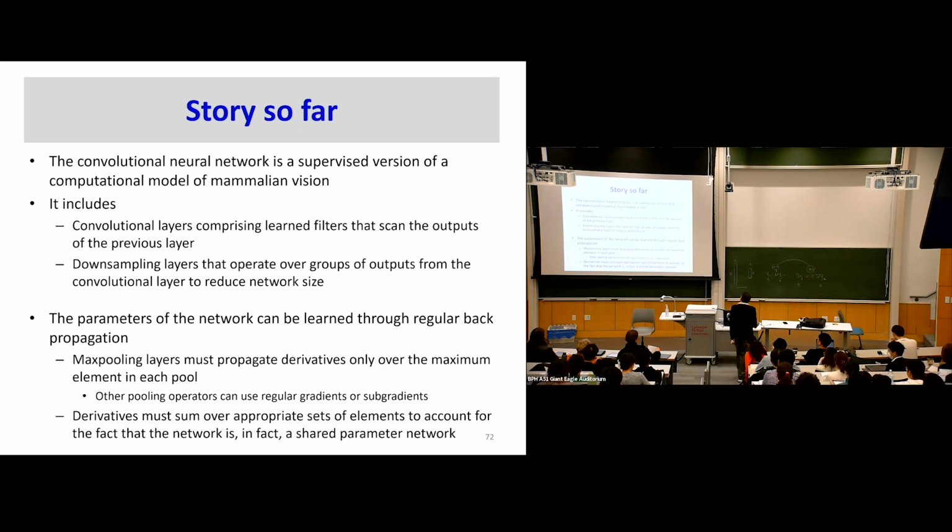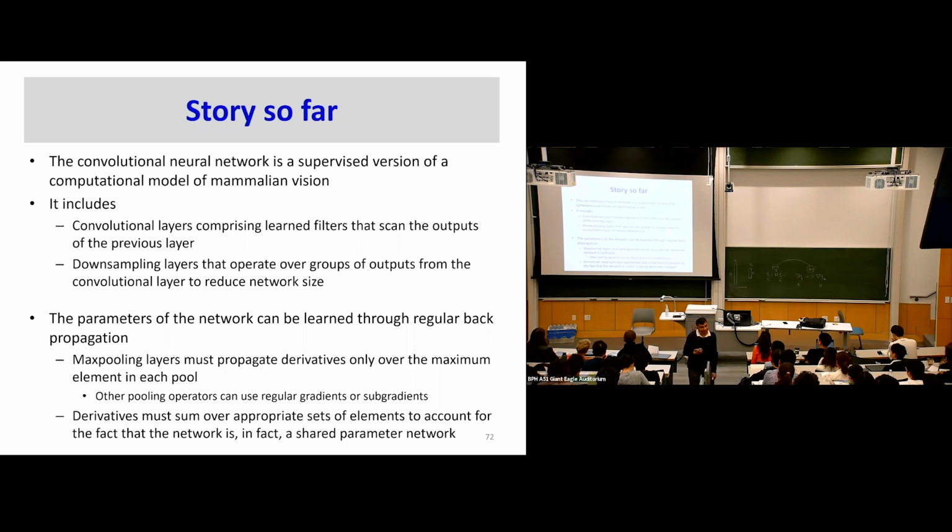The parameters of the network can be learned through regular backpropagation. Max pooling layers must propagate derivatives only over the maximum element in each pool. Other pooling operators use gradients or subgradients. If your max requires subgradients, mean pooling requires gradients. Derivatives must sum over appropriate sets of elements to account for the fact that the network is in fact a shared parameter network.